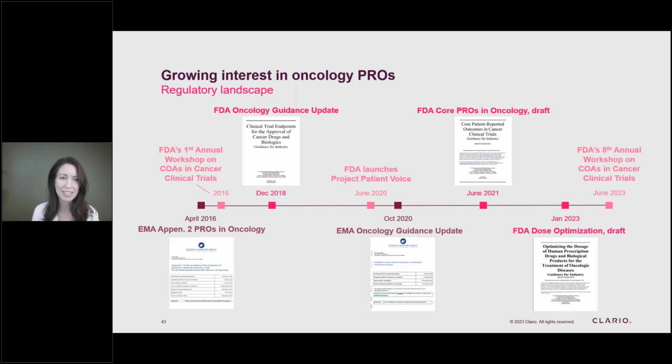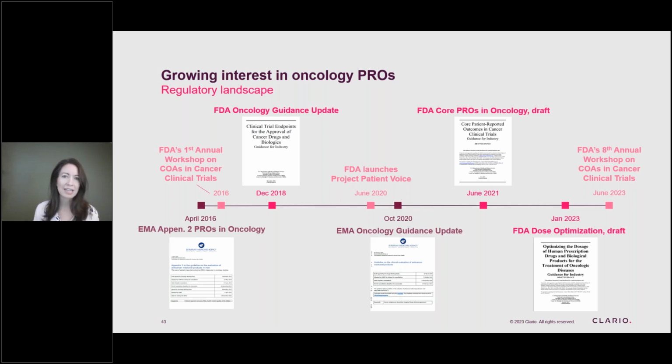The EMA and FDA also have PRO-specific guidances for oncology, and I'll go into more detail on the FDA one in a minute. And FDA also has annual public workshops dedicated to COAs and cancer clinical trials, where they discuss different topics related to best practices in PRO collection. So we really are seeing this increased interest from the regulators in PROs.